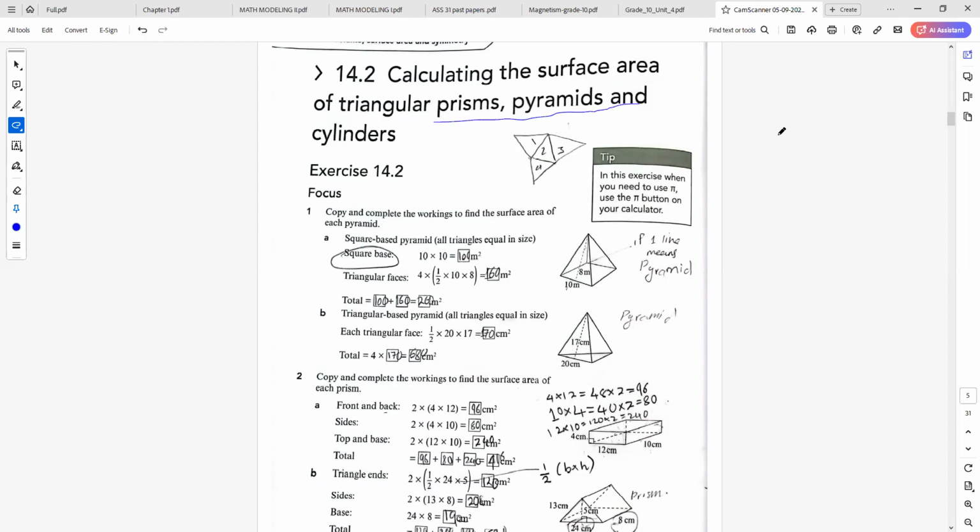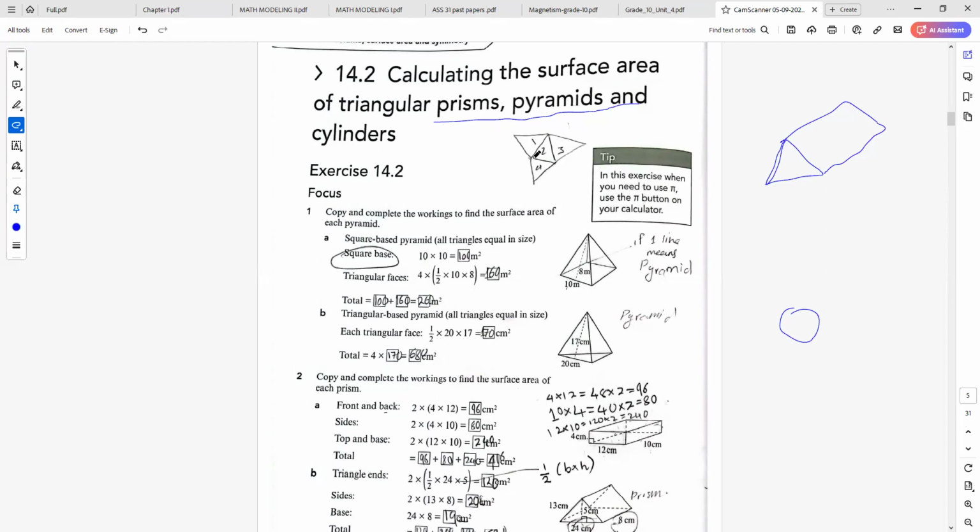Prism, for example, you might know. This is typically a prism, but the cross-sectional area might be any other plane figure. Pyramids, you might see a lot of pyramids in Egypt, and cylinders basically have a circular cross-sectional area. Now we will look at exercise 14.2.